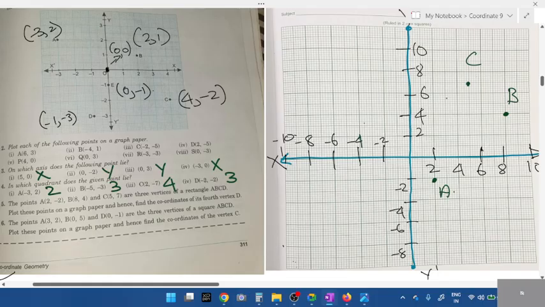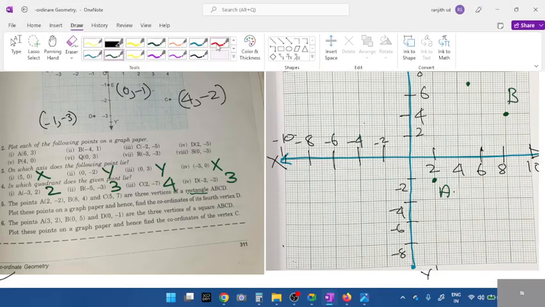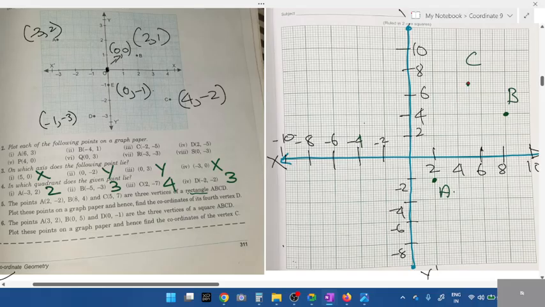All of you respond. These are the three vertices of which diagram? Rectangle. Let me check once. A is 2 comma minus 2, right? B is 8 comma 4, also right, and C is 5 comma 7, also right. In a rectangle, what is the property of a rectangle, students? All of you respond. Property of rectangle.